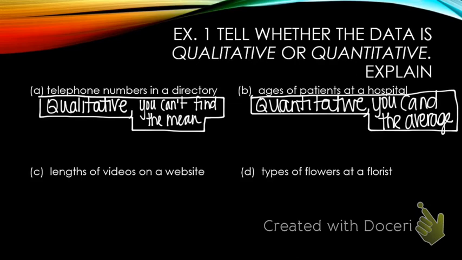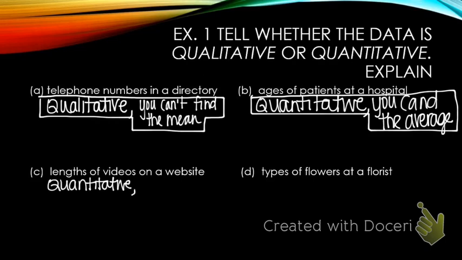Now, what about C? Lengths of videos on a website. Quantitative or qualitative? All right, there's some debate here. Think about it. Video lengths, you've got a minute and a half, you've got 30 seconds, you've got 5 minutes and 22 seconds. Are you able to take all those seconds and find an average? Yes, you can. So that makes this quantitative. Very good.